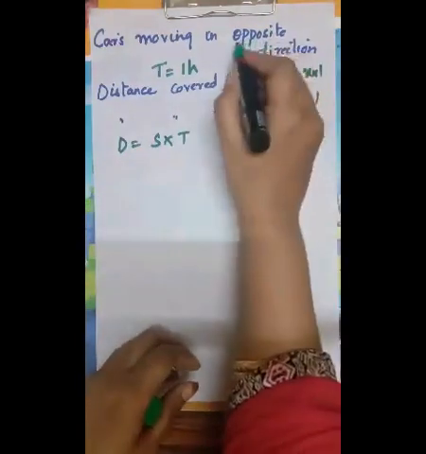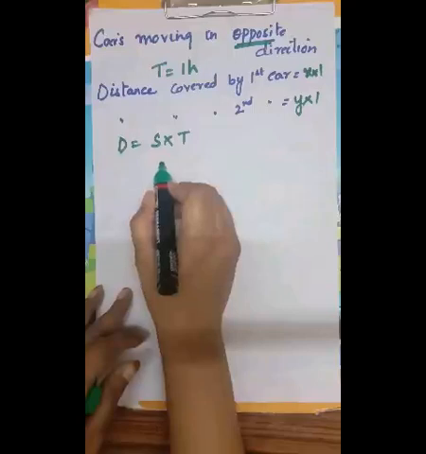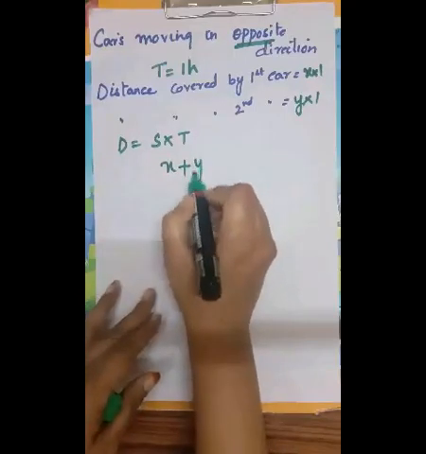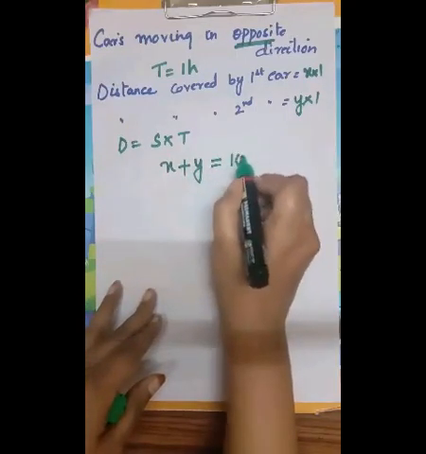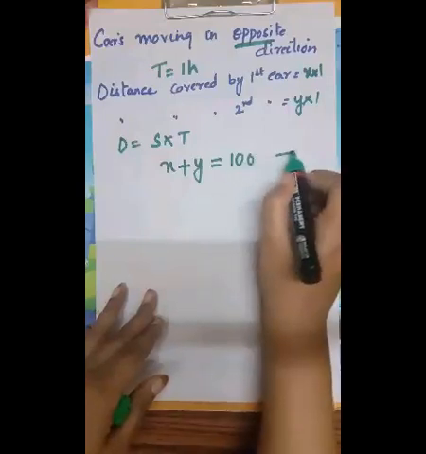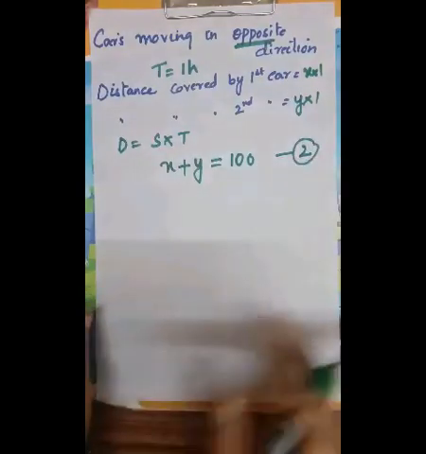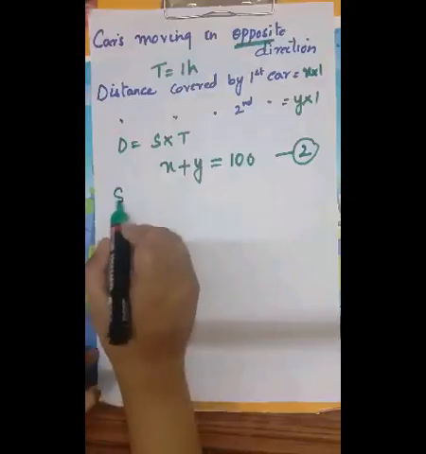Since they are in opposite directions, the relative speed is plus. x plus y is equal to 100. What is the distance? 100. You tell me, what is the distance between the two? 100. Solving 1 and 2.